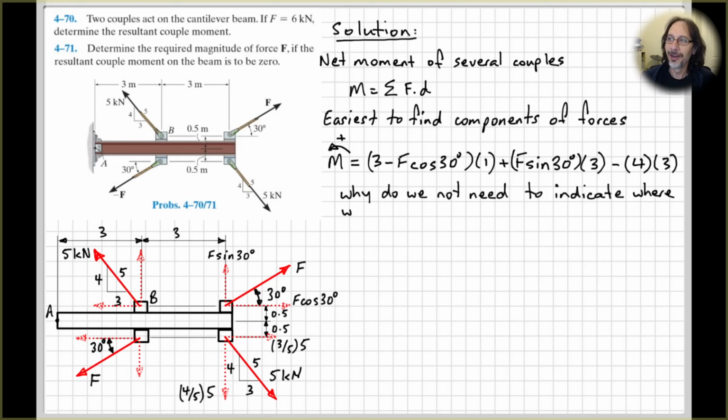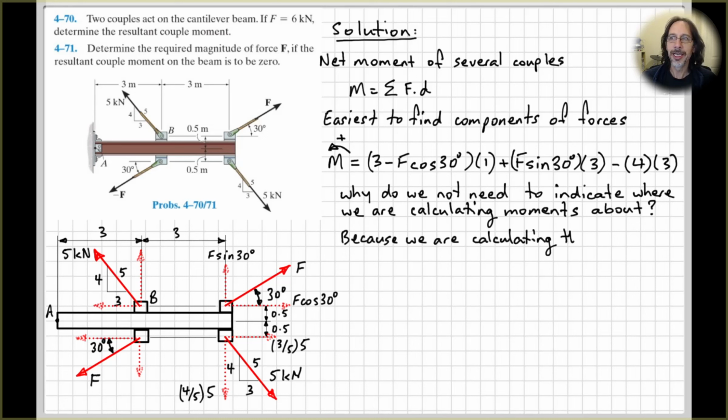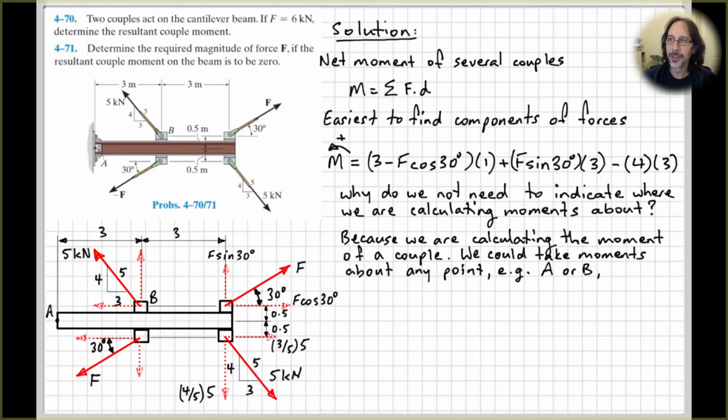And in fact, I've just answered the question that's about to come up on the screen here. So why do we not need to indicate where we were taking moments about? Because we're calculating the moment of couples. And as I said, we could take moments about any point, e.g. A or B, and get the same answer. So as I said, try that for yourself.